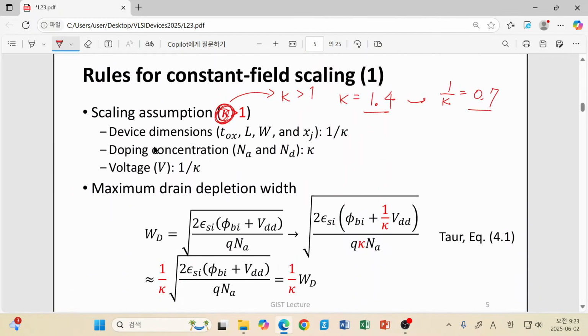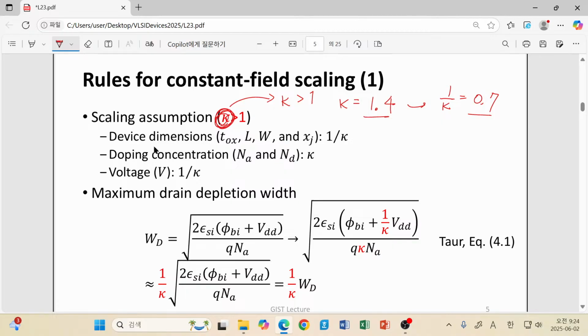So please have a look at this. Let's just make a simple discussion. And as I told you before, depending on the literature, sometimes they wanted to introduce kappa or another symbol in a different way. For example, when you find kappa equal to 0.7, then please regard it as just the inverse of kappa.